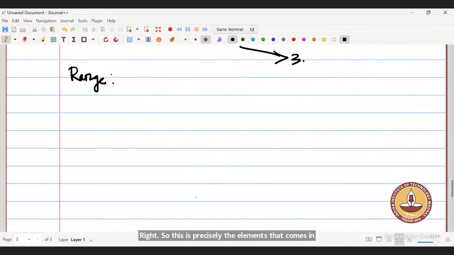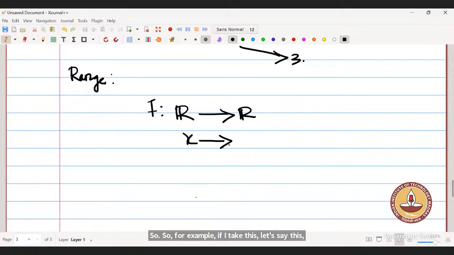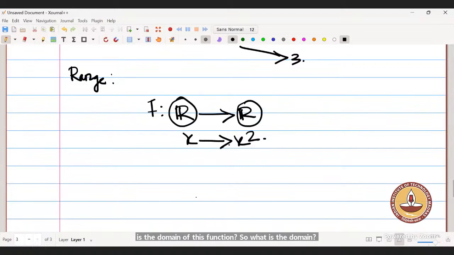So for example, let's say I take this map from R to R, which takes x to x squared, right? What is the domain of this function? The domain is R, right? And what is the codomain? It's also again R. Can one of you tell me what will be the range of this function?